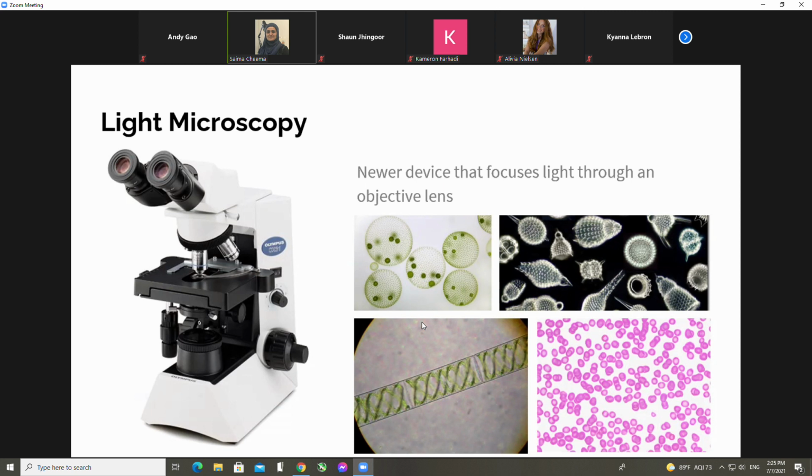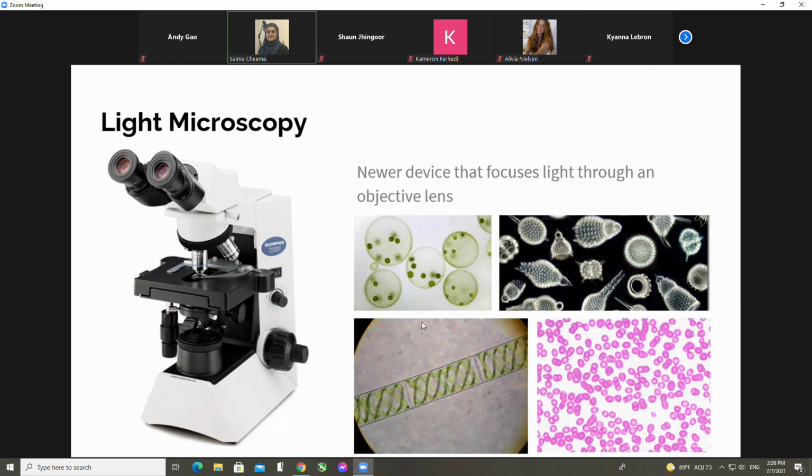And then you need to know the numerical aperture. Okay. So let's say you have an objective lens that has the numerical aperture of 0.4. Okay. And you're using red light. Okay. Can you guys figure out what the resolving power would be using that formula?